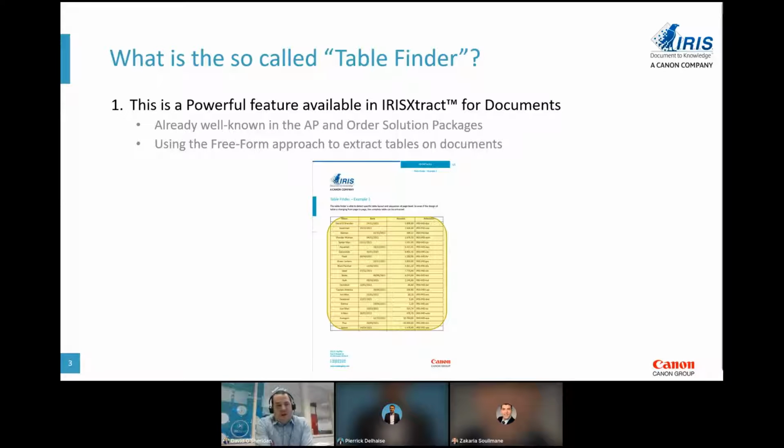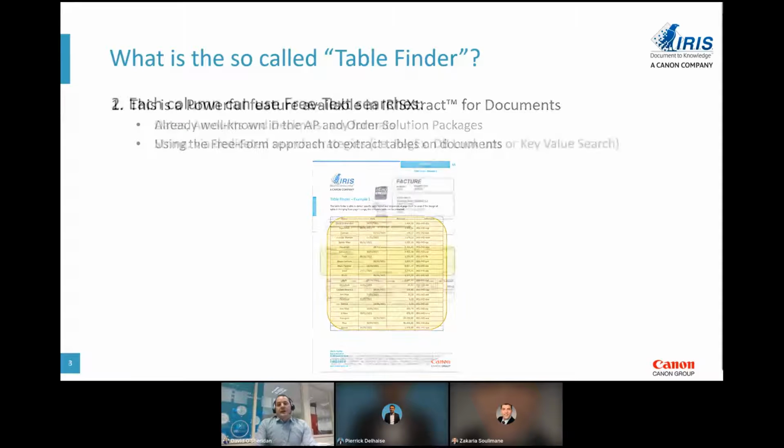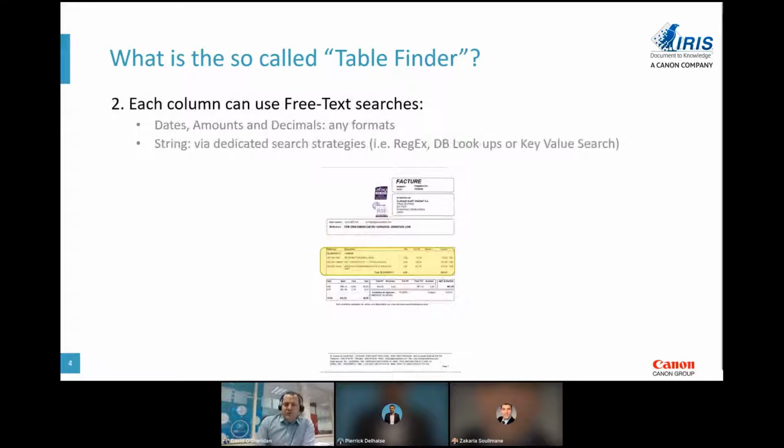Let's get it started. What is the so-called table finder? First, it's a feature powered by IRISXtract for Documents. The table finder is a technology able to extract out of documents any kind of table using the freeform approach. A very basic definition of the freeform approach would be searching for information without knowing its position in a document. What are we able to search in a freeform way? Dates, numbers, amounts, decimals, strings. We will cover those searches during my demonstration.